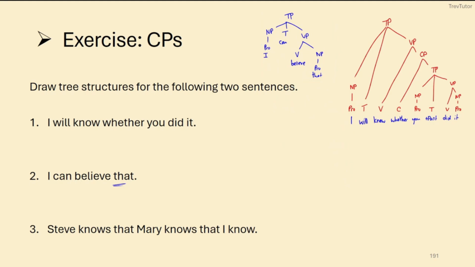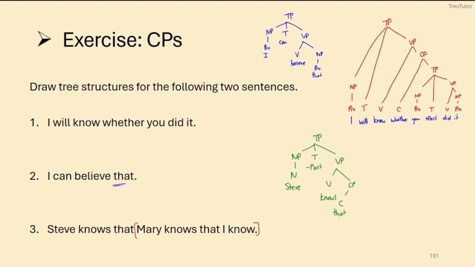Okay, for the last one, Steve knows that Mary knows that I know. This is going to be kind of hard to draw a tree for because we're going to need a lot of space, but I can do this kind of small. So this will be a tense phrase with the noun phrase Steve as the subject. For tense, we have knows, so this will be minus past. So that's going to take a verb phrase predicate with the head knows. Now we're introducing that Mary knows that I know. So Mary knows that I know is a tense phrase on its own. So we're going to be selecting the complementizer phrase with the complement of that. And then we're going to start another TP inside, which would be Mary knows that I know.